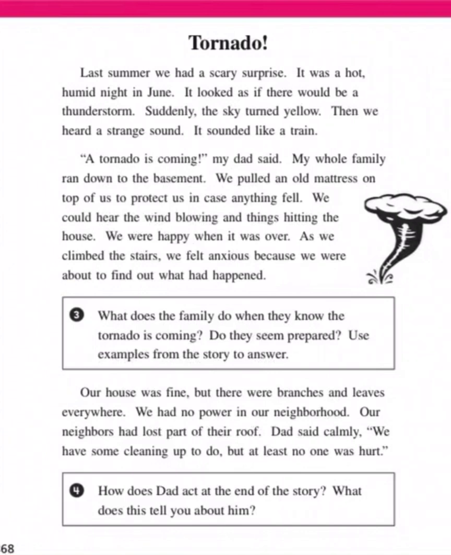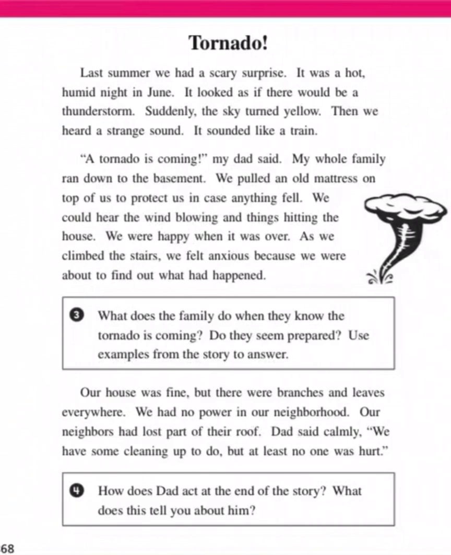Tornado. Last summer we had a scary surprise. There was a hot, humid night in June. It looked as if there would be a thunderstorm. Suddenly the sky turned yellow. Then we heard a strange sound. It sounded like a train.